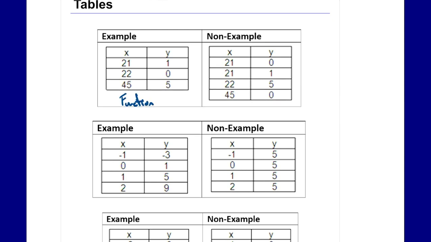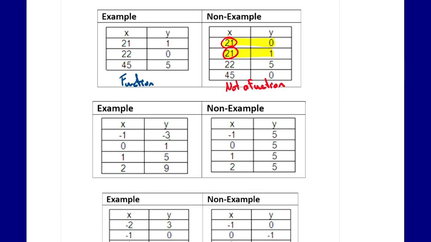If I look at this non-example, right off the bat, I can see that 21 equals 0 and 21 and 1. So I see the same x value occurring more than once in my table. If I see the same x value occurring more than once in my table, that means there is more than one y value for a possible x value. So this is not a function. Again, if I look at the next example, we can see that every x value has a different y value, so it is a function.